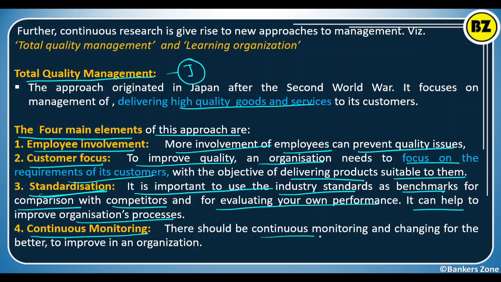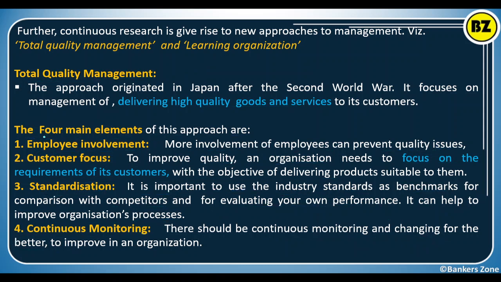There should be continuous monitoring and a change for the better. There should be continuous monitoring and the change should result in better and improved organization products. So these are very simple terms, right? The four main elements you have to remember: employee involvement, customer-centric approach or customer focus, standardization of the products, and continuous monitoring. These are the elements of the approach called total quality management.